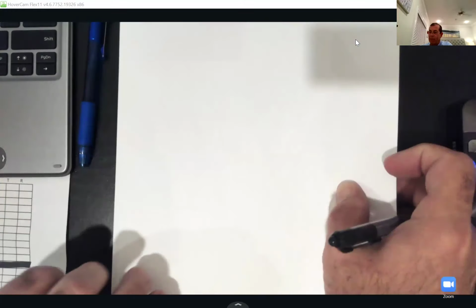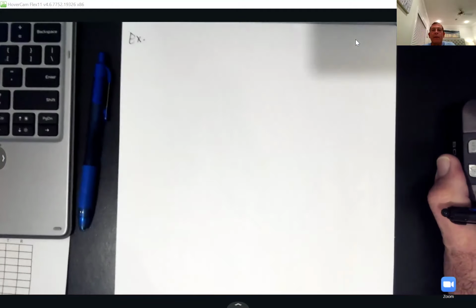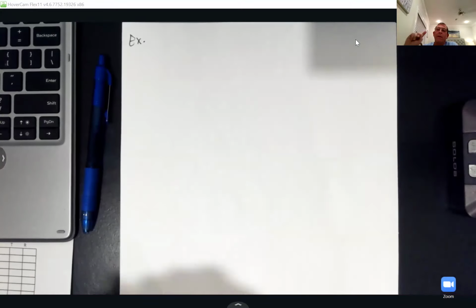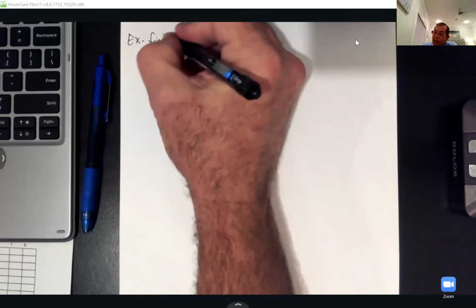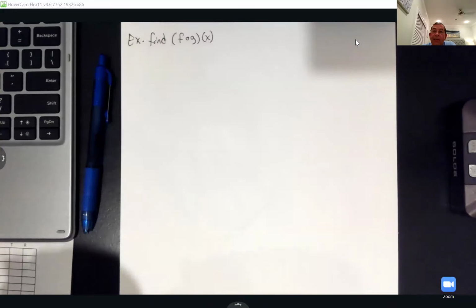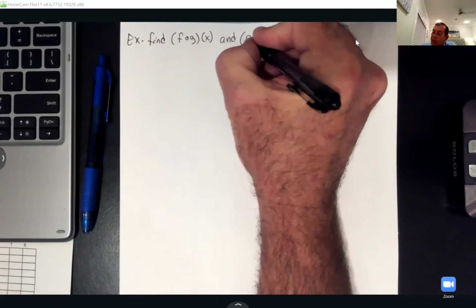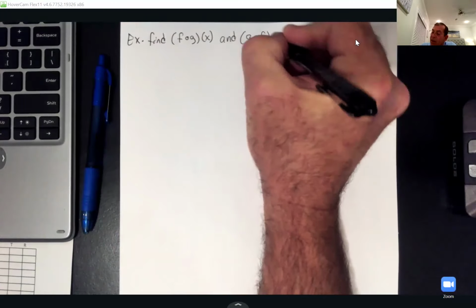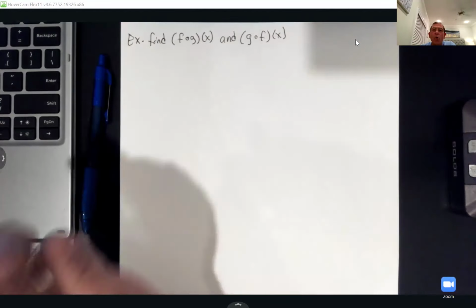All right, y'all, let me get the paper done. So, y'all, for these examples, let me move back up. For these examples, they want us to find f composed g of x. So they're not giving me a number. And they want us to find g composed f of x, and the domain of each.